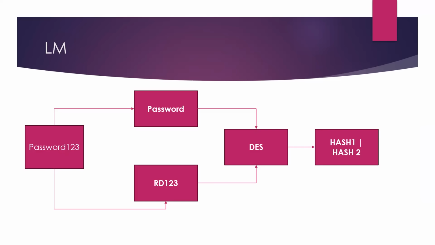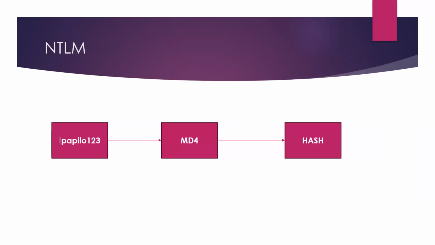But for NTLM, the advantage of NTLM over LM is that it uses the MD4 hashing algorithm while the original password is disposed of. So you don't have information of the original password, you just have the hash value. One thing it improved on is that it doesn't split the password into two. It keeps it as one form and it is case sensitive, unlike LM, which converts parts of the password into uppercase.